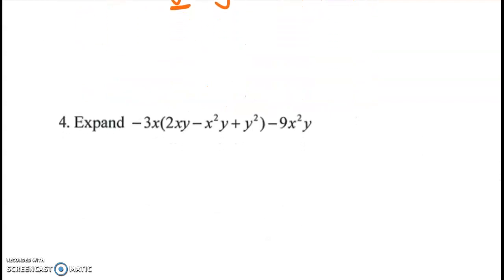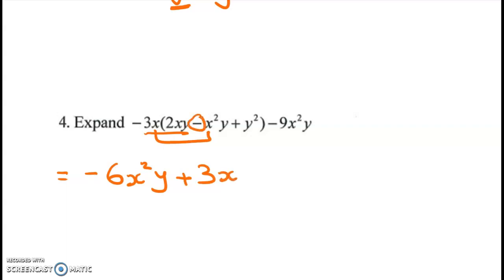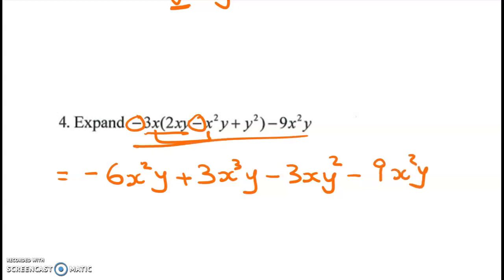Next one, we're going to expand, and then we're also going to check for like terms. So expanding this gives me -6 x squared y, right, plus 3x, so it's plus because it's a negative times a negative, so plus 3x cubed y minus 3x y squared minus 9x squared y. So that's all that done. Now we have to clean that up.